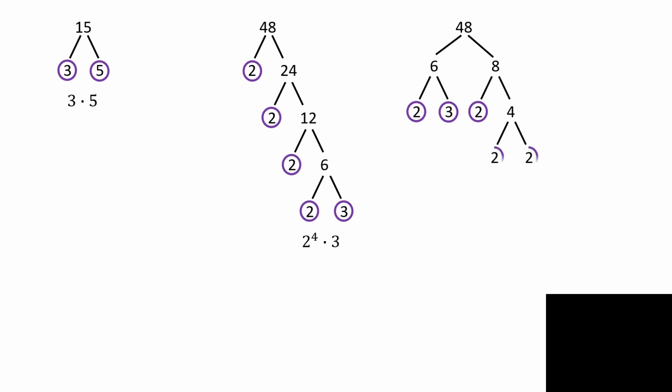4 is 2 times 2. Circle the 2's. Now, that tree looks very, very different. But notice the smallest number I circled was a 2, and I circled 4 of them. The other number I circled was a 3, and I only had 1 of them. So my answer is 2 to the 4th power times 3. Right? So the trees may look extremely different, but we're going to get the exact same answer.